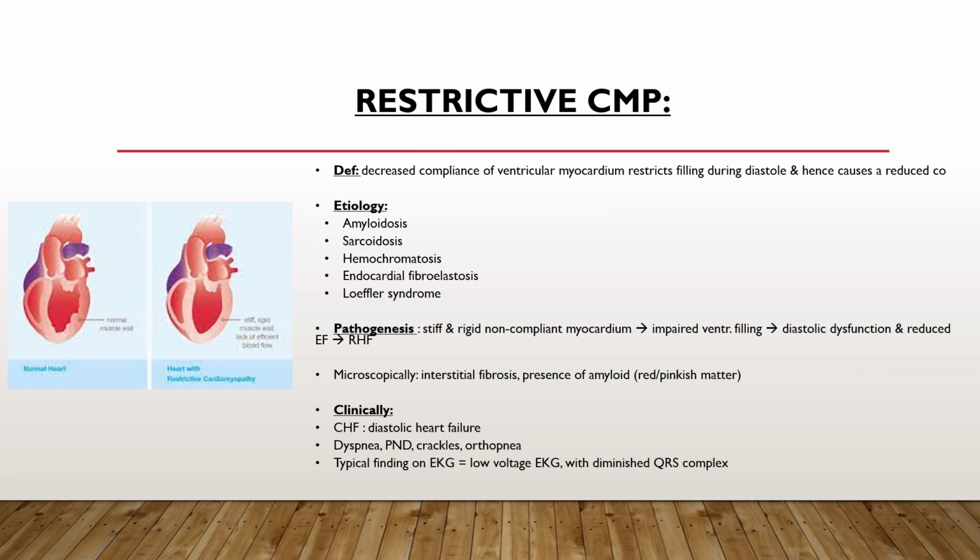And in terms of pathogenesis, we have a very stiff and rigid myocardium, so this is going to impair the filling of the ventricles. The ventricle isn't filling as properly, leading to diastolic dysfunction, reduced ejection fraction, and hence right-sided heart failure. Microscopically, we will see interstitial fibrosis as well as amyloid. This typically looks quite red and pinkish. Clinically, patients suffer from diastolic heart failure, dyspnea, crackles, orthopnea.